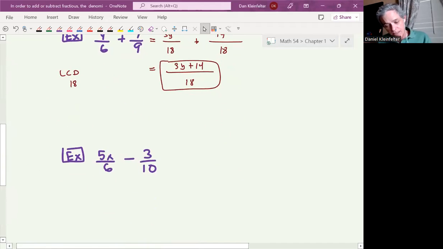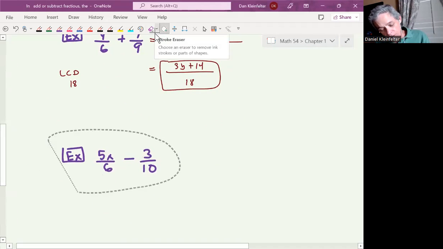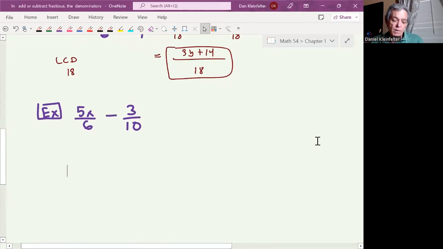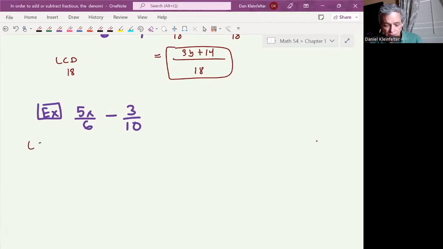All right, let's try the next one. So for the next one, we have 5x/6 minus 3/10. So here we could find the LCD. The LCD is going to be 30. Okay, and again, if you didn't see that, we could take a common factors approach and recognize that the 6 and the 10 both have a factor of 2, and just partially factor those denominators. But here I can see that our LCD is going to be 30.